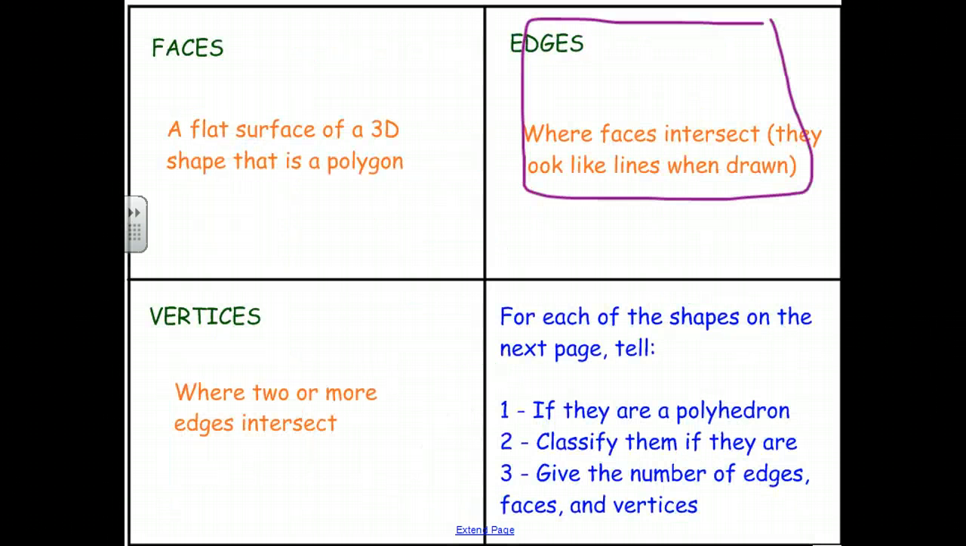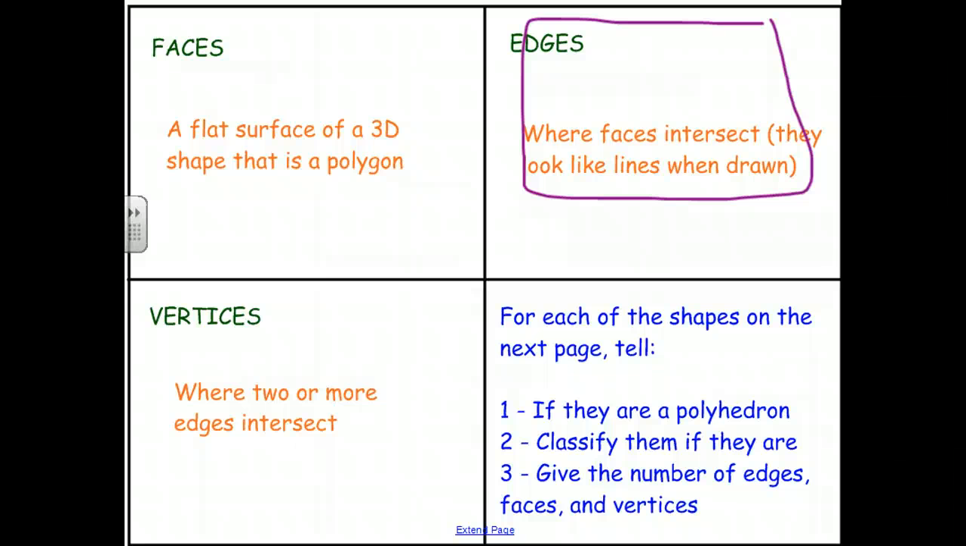And finally, where two or more edges intersect is called a vertex. Plural again, same as 2D shapes, are vertices. So where the edges intersect is a vertex, where the faces intersect are edges, and the faces are just polygons that form the outside of these 3D figures.